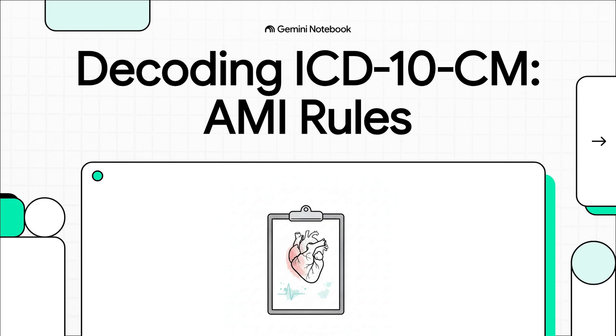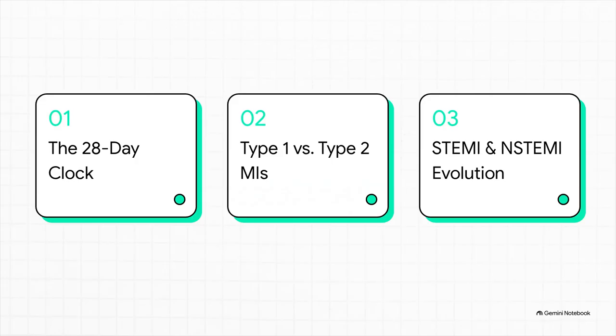Today, we're jumping straight into Chapter 9, Part 2, tackling the absolute beast that is acute myocardial infarction coding. If you've ever stared at a chart, totally stumped by the 28-day window, or how on earth you're supposed to sequence demand ischemia, you are in the exact right place. Let's decode Section IC9E of the official CMS guidelines. To conquer these strict CMS regulations, we've got three main targets today: the 28-day clock, Type 1 versus Type 2 MIs, and the tricky STEMI and NSTEMI evolution rules. Let's get right into it.